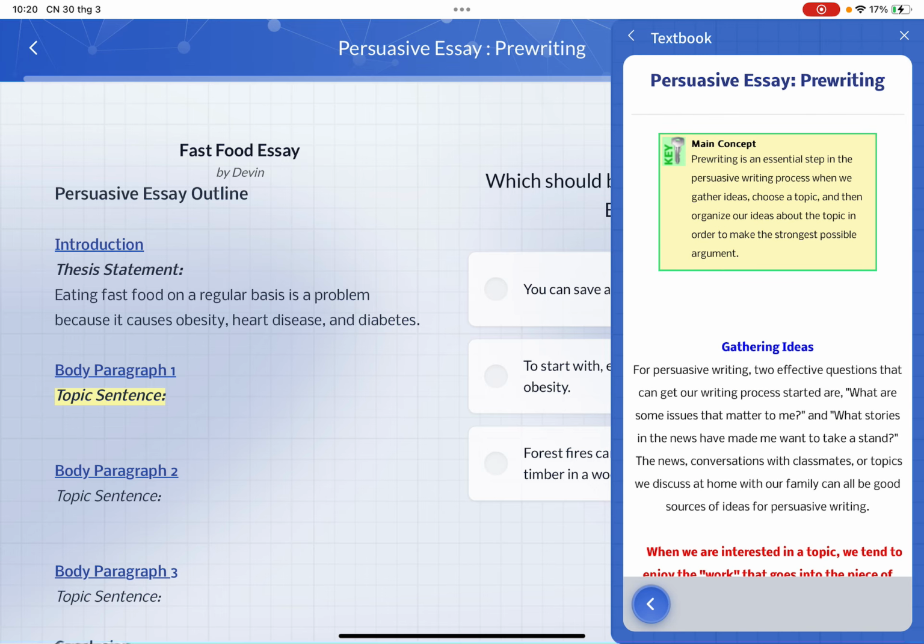Pre-writing is an essential step in the persuasive writing process. So we gather ideas, choose a topic, and then organize our ideas about the topic in order to make the strongest possible argument. So that's it about pre-writing in a persuasive essay.